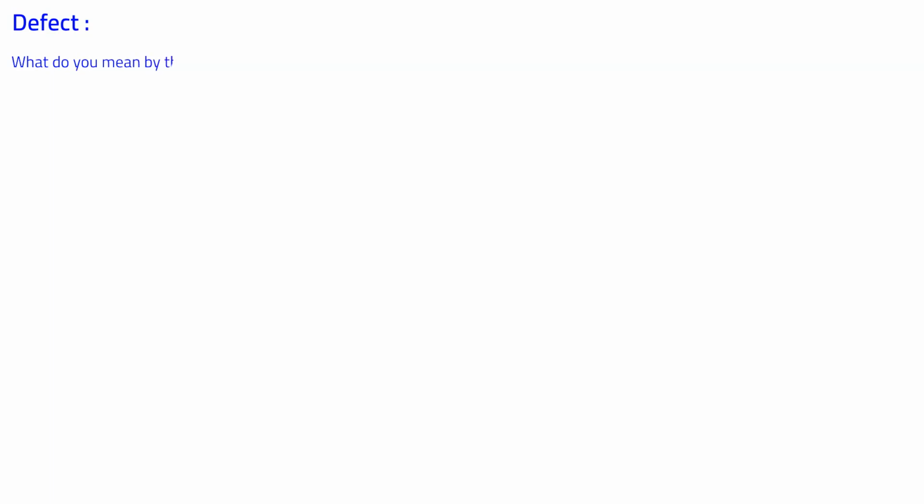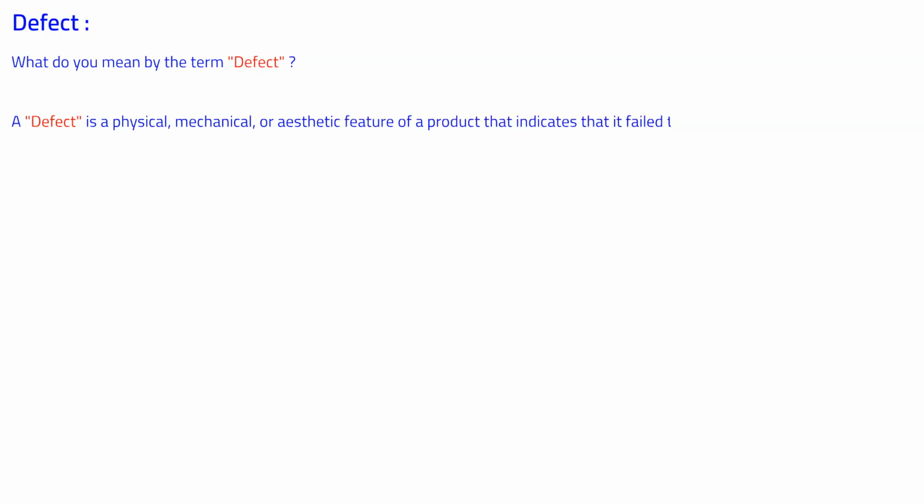What do you mean by the term defect? A defect is a physical, mechanical, or aesthetic feature of a product that indicates that it failed to meet one of the specified requirements.